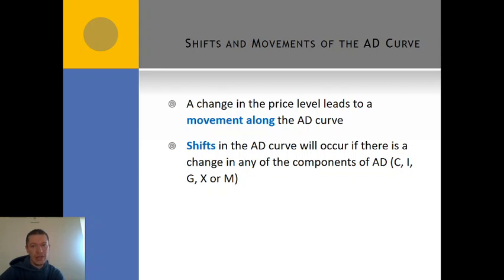We can have shifts and we can have movements, just like with micro. Okay, a change in the price level moves us along the AD curve. The AD curve will shift if there's a change in any of the components of AD. So if C was to go down, our AD curve would shift. If investment was to go up, our AD curve would shift, etc., etc. And let's not even get started on external shocks. For example, at the moment, coronavirus is reducing consumption, it's reducing investment, it's actually increasing government spending, and I don't know what it's doing to exports and imports.